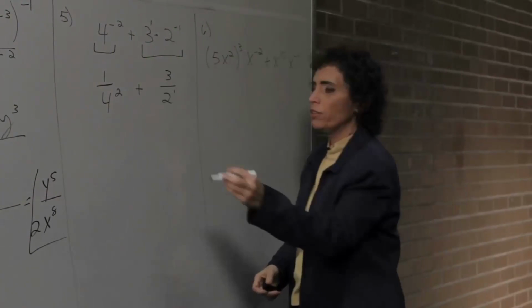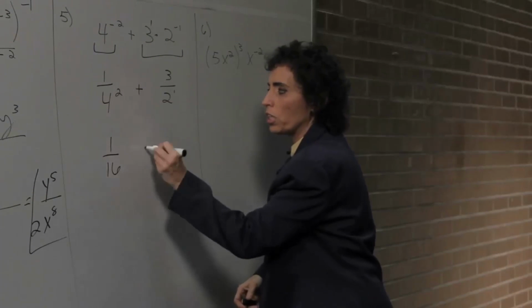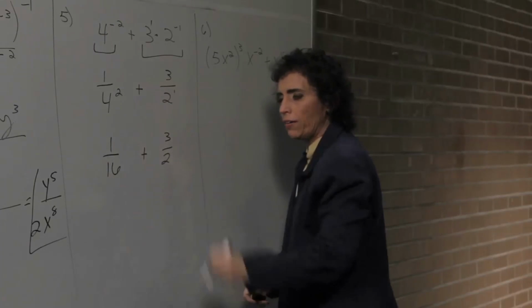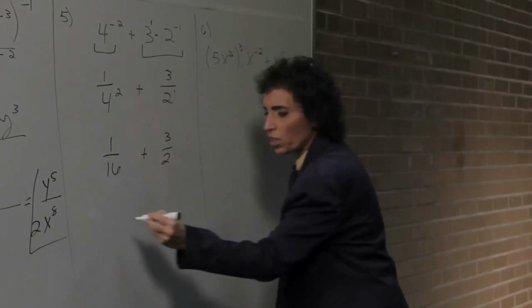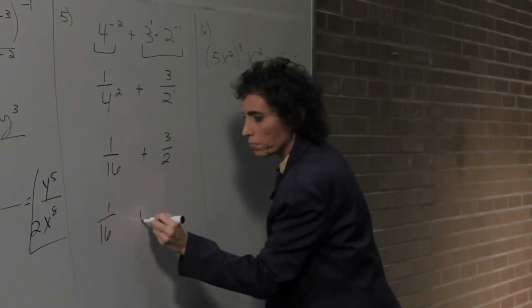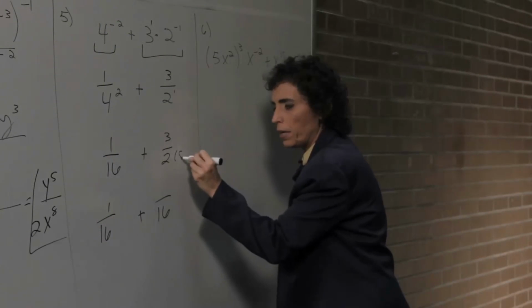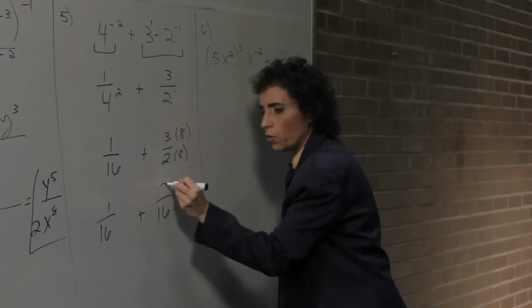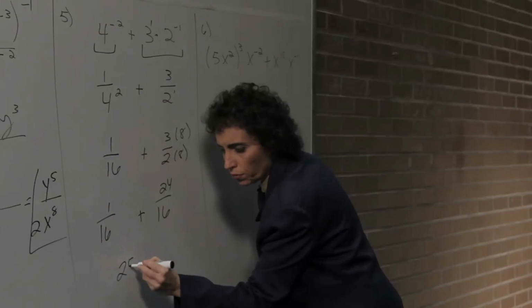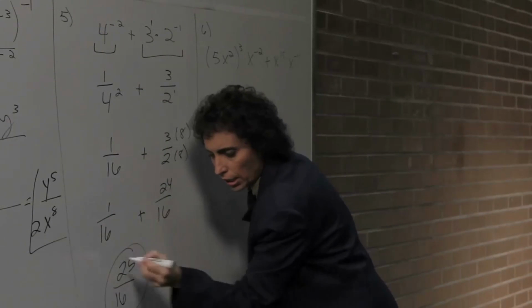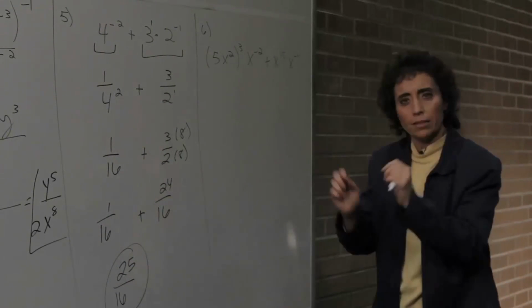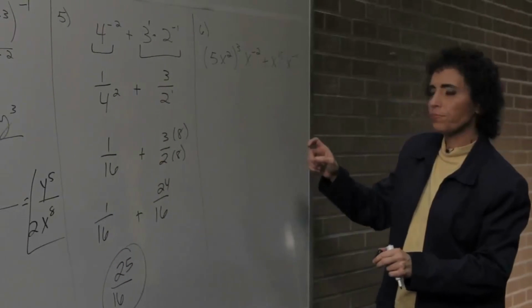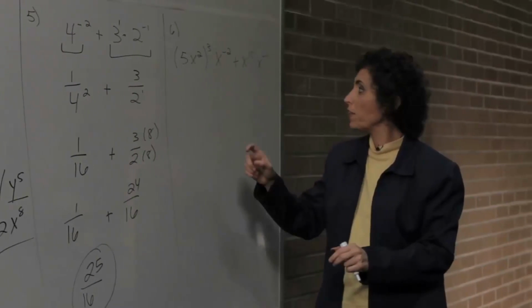So this is what we have, which is 1 over 16 plus 3 halves. The LCD is 16. We multiply by 8. We multiply by 8. We get 24, which is 25 over 16. Cannot reduce. You are done. Okay? Ready? Feeling good about this.